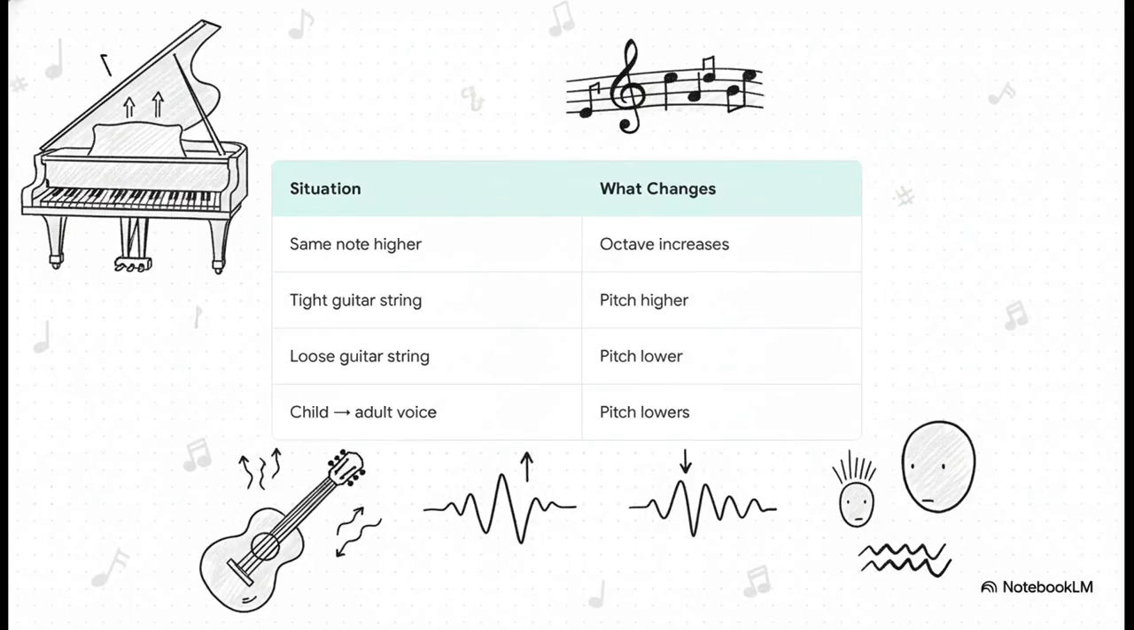So let's think about a few real-world examples. When you play the same note but higher on a piano, you're literally moving up an octave. When you tighten a guitar string, what happens? You make it vibrate faster, which raises the pitch. And if you loosen it, the pitch gets lower. See? It all comes back to the speed of that vibration.